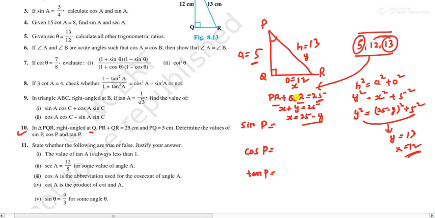Now, since we have got the value of O and H, what is sine P? O by H. O is 12, H is 13. That's it. Cos P is A by H. So here A is 5, H is 13. Tan P is O by A. So O is 12, A is 5. These are the answers. That's all. It's a very simple question. Anyone can do it easily if he or she knows the concept.